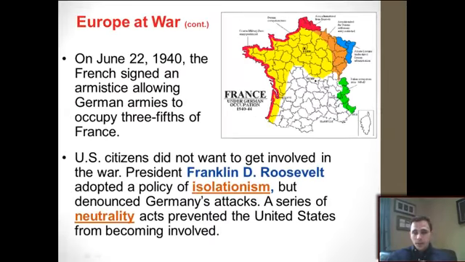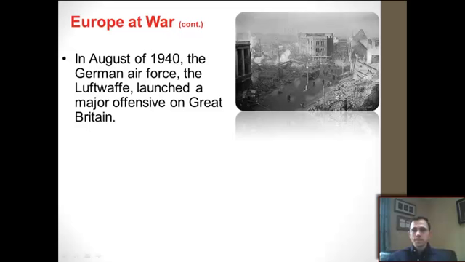The U.S. citizens did not want to get involved in this. Okay, FDR adopted a policy of isolationism, which basically meant stay out of it. They denounced the German attacks, but didn't pledge any troops or want to get involved with the conflict. And a series of neutrality acts were also passed to prevent them from getting involved.